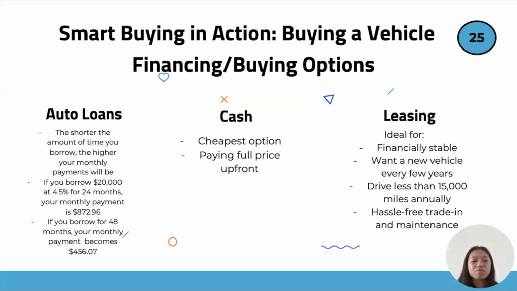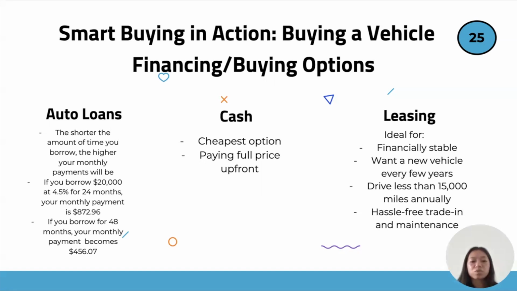Auto loans. The shorter the amount of time you borrow, the higher your monthly payments will be. If you borrow $20,000 at 4.5% for 24 months, your monthly payment is $872.96. If you borrow for 48 months, your monthly payment becomes $456.07. Cash is the cheapest option where you pay full price for the vehicle upfront.